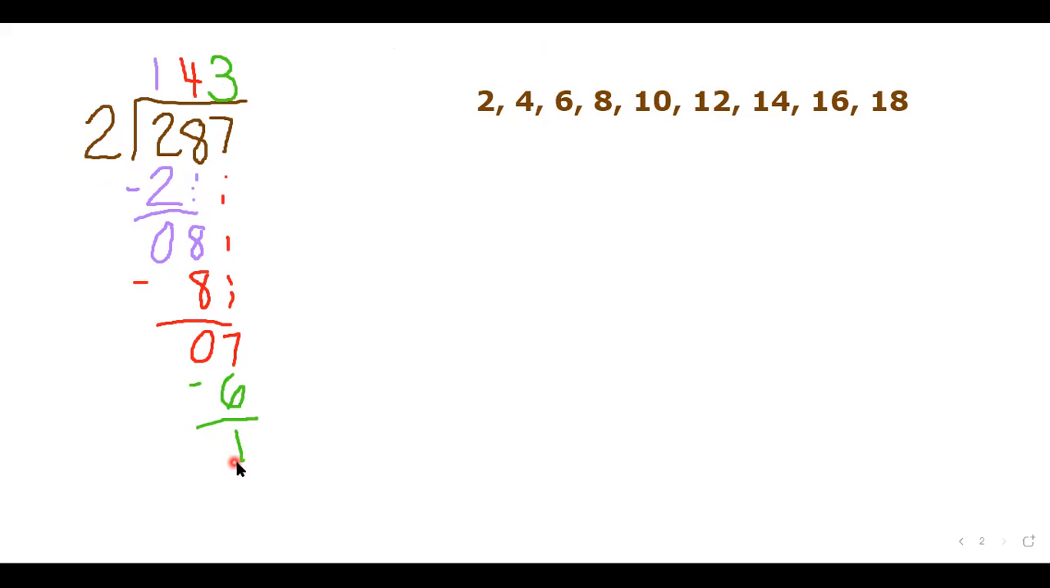2 cannot go into 1. So that means this 1 is going to be a remainder. And I'm going to have a remainder of 1. 2 divided into 287 equals 143 with a remainder of 1.